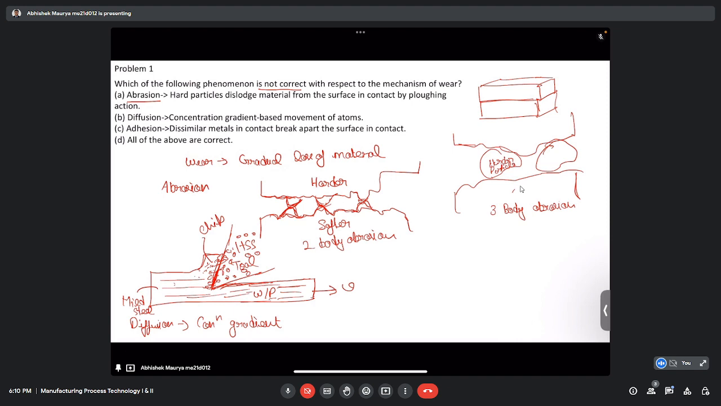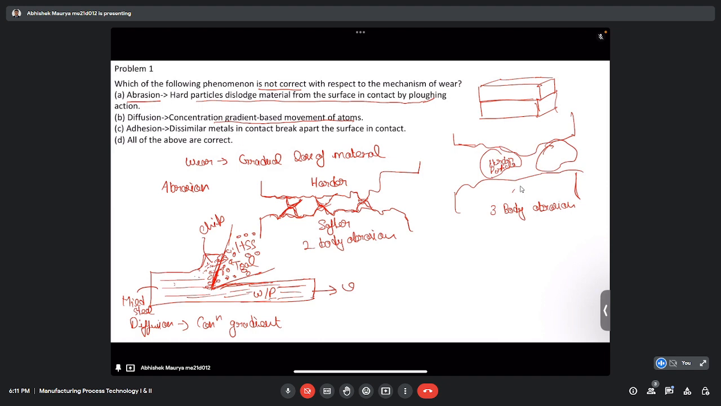So what happened? Gradual loss of material is happening here, but the process is diffusion, and this diffusion arises because of the concentration gradient of carbon atoms from the tool to the workpiece. So this is the diffusion here. If we see what is written, the concentration gradient based movement of atoms, yes, it is correct. And similarly, the first statement, hard particles dislodge the material from the surface of contact by flying, yes, it was also correct. Basically, a hard material was removing material from the softer material.